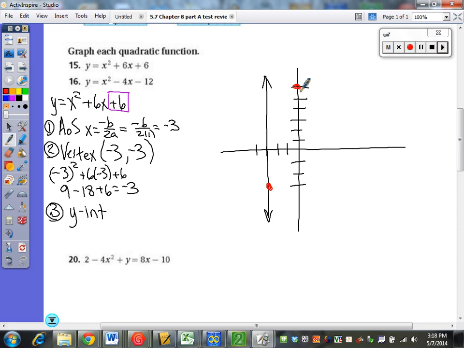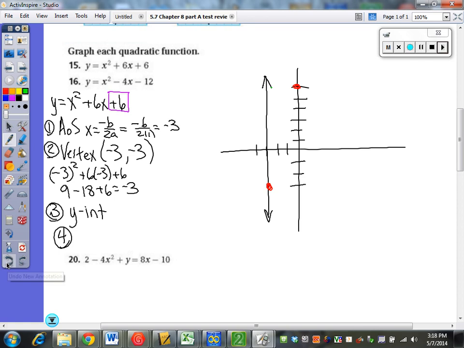So now we want to find one more point. One more point that will give me what I'm looking for. Somewhere, and I really want to try and find something in between my axis of symmetry and my y-intercept. That's what I'm looking for right there.